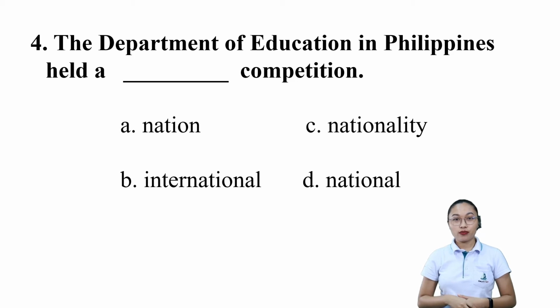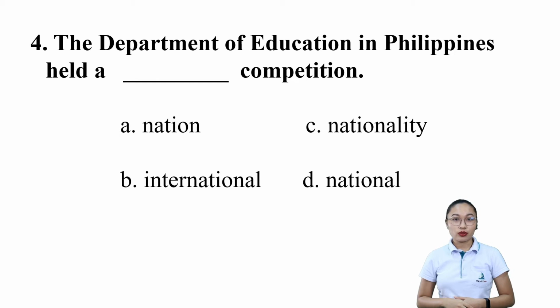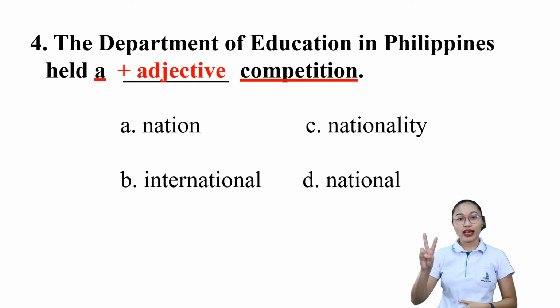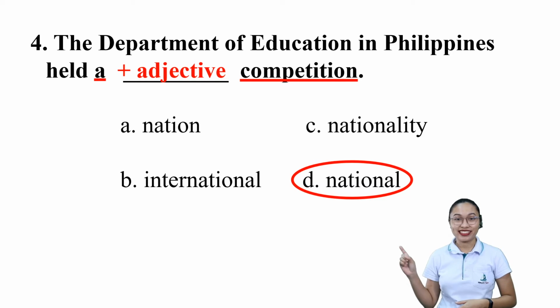The only adverb among the choices is correct, letter A, carefully. Number 4. The Department of Education in the Philippines held a blank competition. A. Nation. B. International. C. Nationality. Or D. National. According to the grammar rule, what appears before a noun is a verb when it is used as an object. However, in this case, there is a determiner a, then the answer, finally the noun competition, which makes the answer obviously an adjective. There are two adjectives here, which are international and national, but the sentence hints that the competition is held within a country. So the answer is D, national.